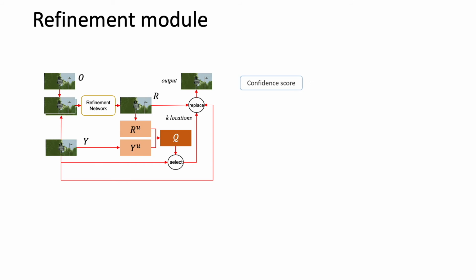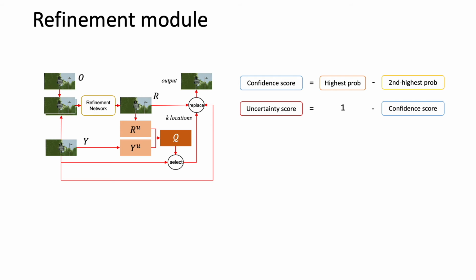For each pixel on Y, the prediction confidence is the absolute difference between the highest and the second highest probability values. The uncertainty score is computed based on the confidence score such that the two scores must add up to 1. The Q score is calculated by this formula. It's a point-wise multiplication between Y uncertainty and R confidence score. The output is then smoothed by median blurring.